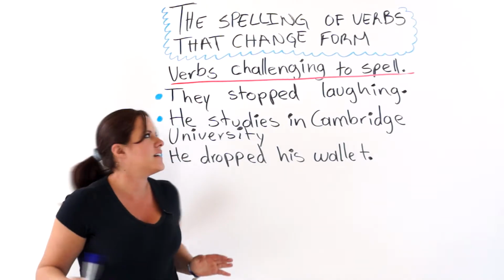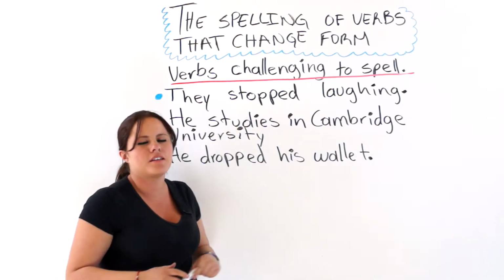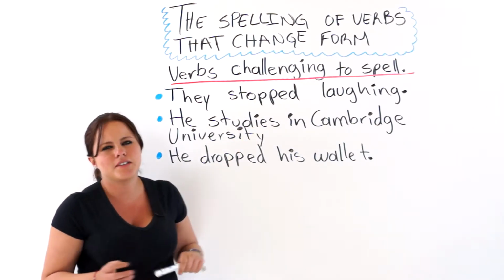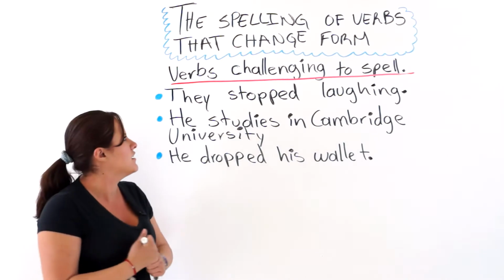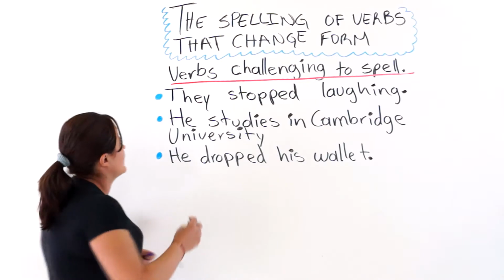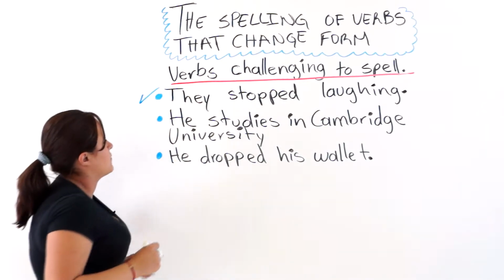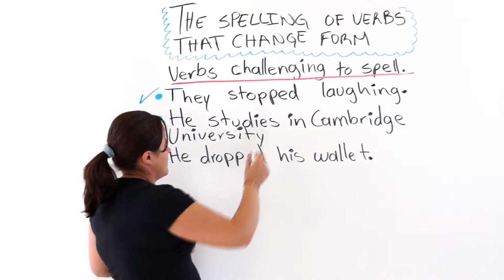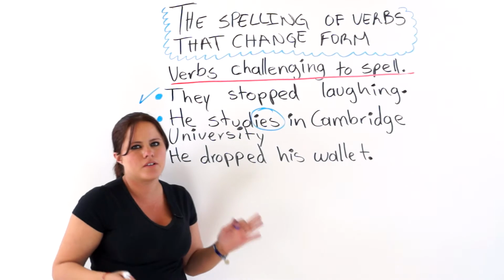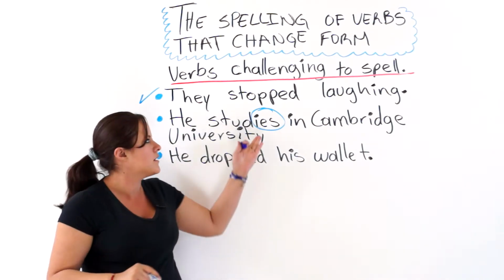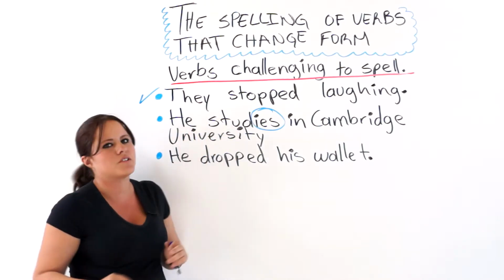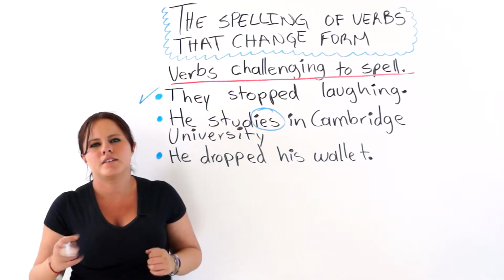Now, help me decide whether or not these verbs are spelled correctly. You see, stopped. It has a double consonant. Is it correct or not? They stopped laughing. Yes, it is. The next one, he studies in Cambridge. You know that study, the base form of the verb study ends in Y, and we change that to IES. He studies. We are speaking in third person. Is it correct or not? Yes, it is.